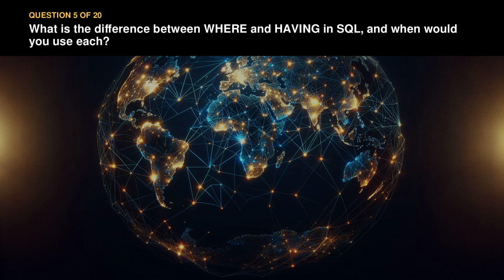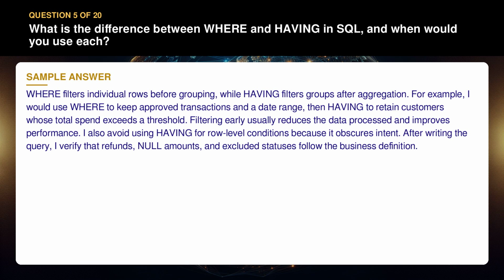Question 5. What is the difference between where and having in SQL, and when would you use each? Where filters individual rows before grouping, while having filters groups after aggregation. For example, I would use where to keep approved transactions in a date range, then having to retain customers whose total spend exceeds a threshold. Filtering early usually reduces the data processed and improves performance. I also avoid using having for row-level conditions because it obscures intent. After writing the query, I verify that refunds, null amounts, and excluded statuses follow the business definition.